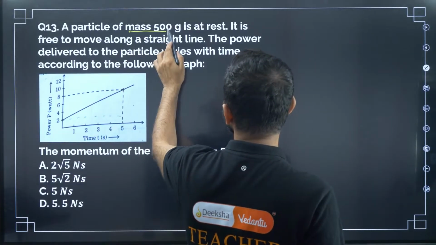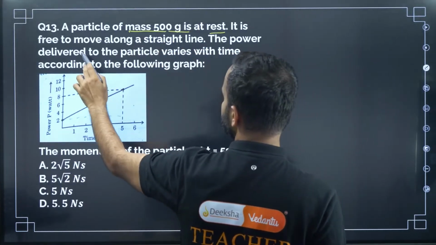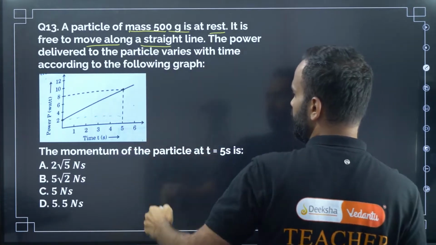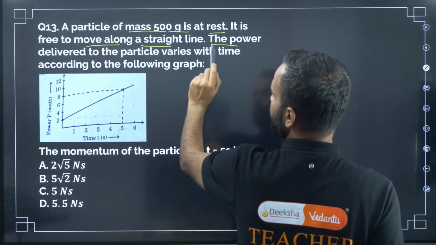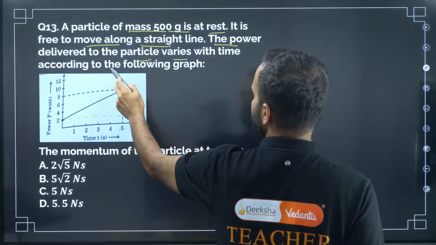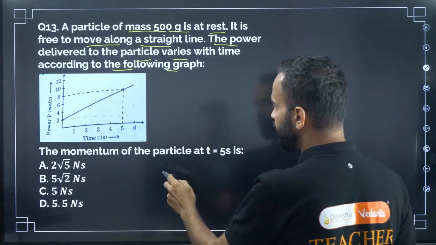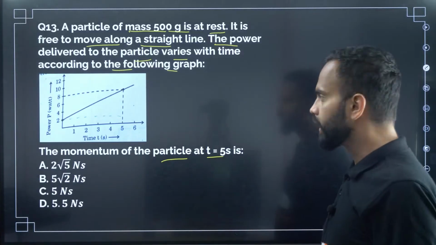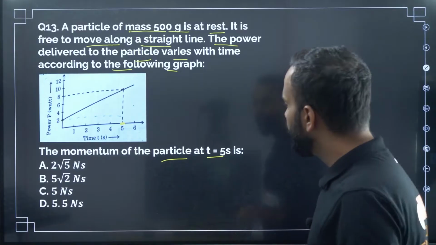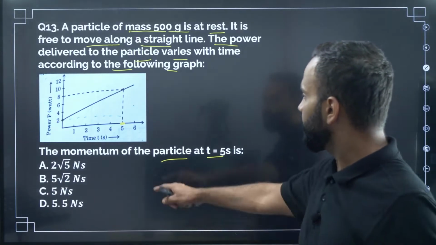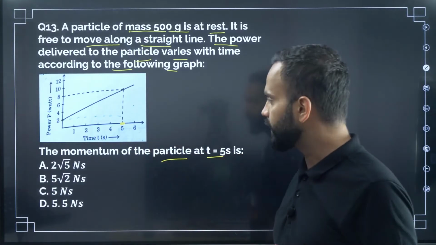A particle of mass 500 gram is at rest. It is free to move along a straight line. The power delivered to the particle varies with time according to the following graph. The momentum of the particle at t equal to 5 seconds is? At t equal to 5 seconds, we need to find the momentum of the particle. Here a power-time graph is given.